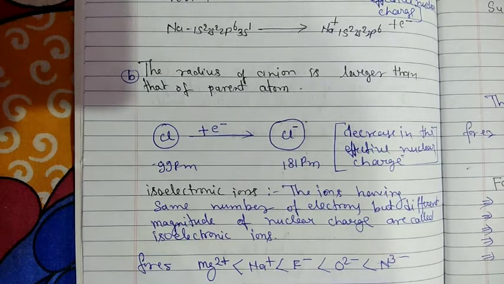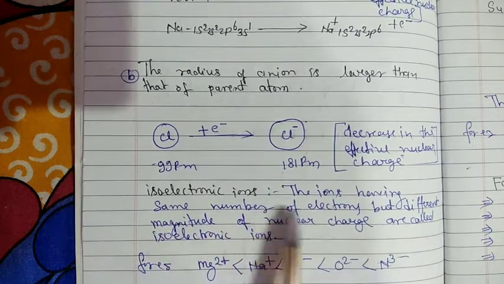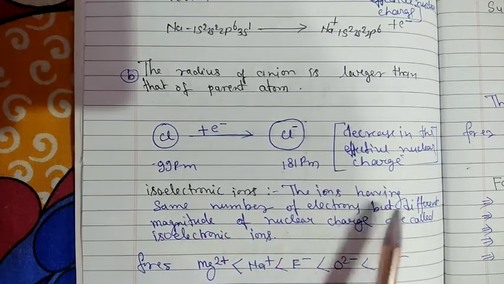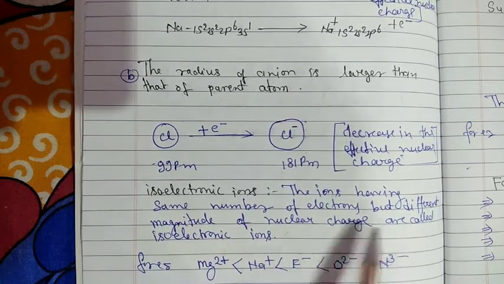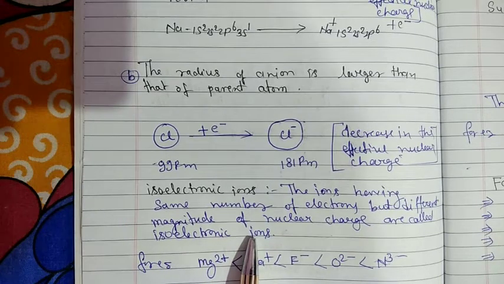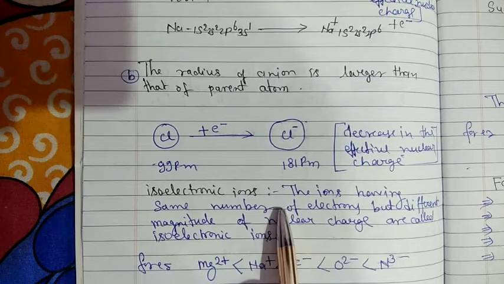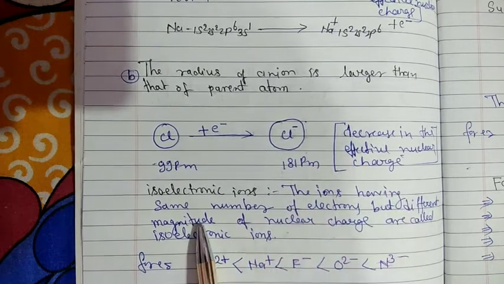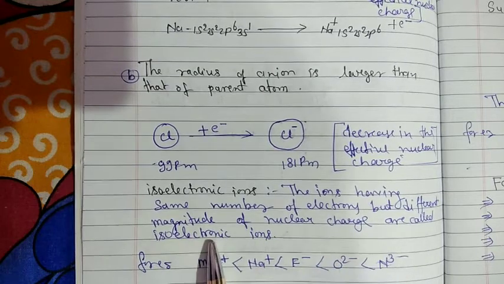And next we talk about isoelectronic ions. What are isoelectronic ions? The ions having the same number of electrons but different magnitude of nuclear charge are called isoelectronic ions. I repeat one more time, please. The ions having the same number of electrons but different magnitude of nuclear charge are called isoelectronic ions.